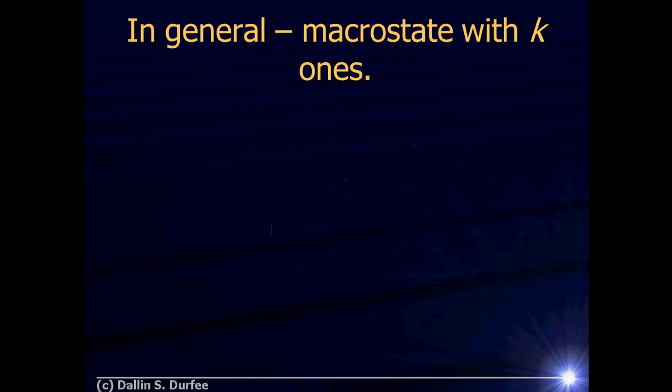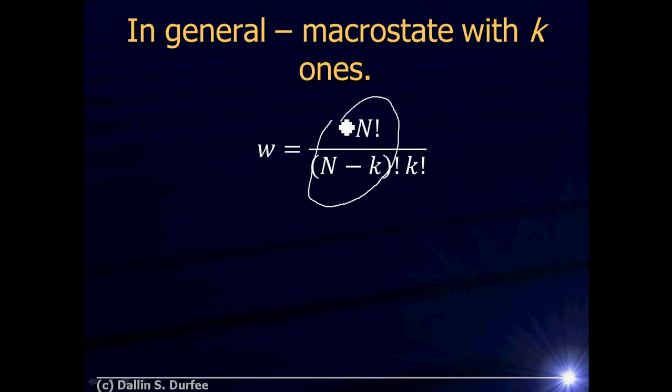Now, in general, if I try to find a macrostate of my binary gas that has k 1s, the number of ways you can realize that, the number of microstates that correspond to that macrostate, is just n factorial over n minus k factorial times k factorial. So this thing right here is just multiplying by n, n minus 1, n minus 2, n minus 3.